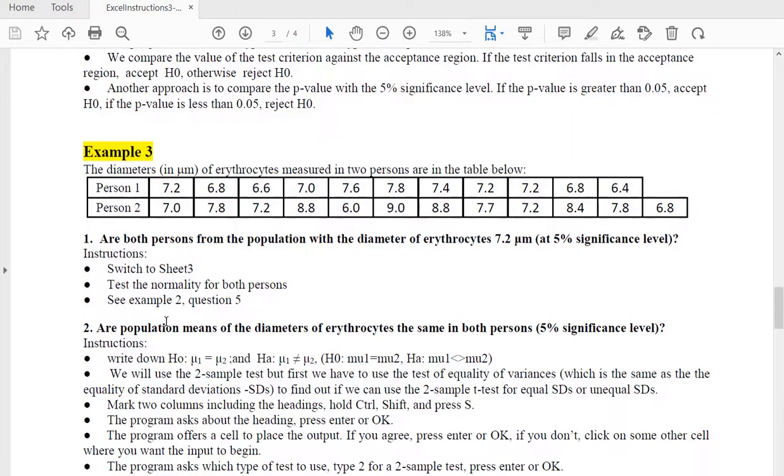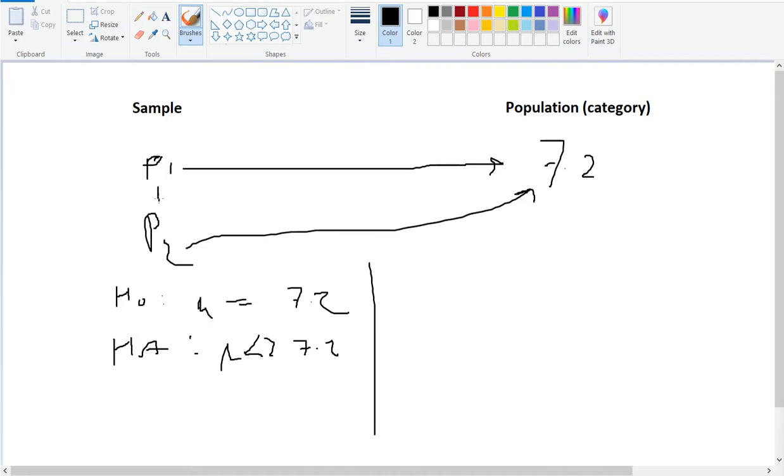Next part: are the population means of the diameters of erythrocytes the same in both persons? Now it's different. Okay, what kind of test is this? Tick tock, tick tock. It is a 2 sample t-test because you are now comparing person 1 to person 2. You're comparing them to each other, sample to sample. 2 sample t-test. So for them, this is what it's going to look like instead.